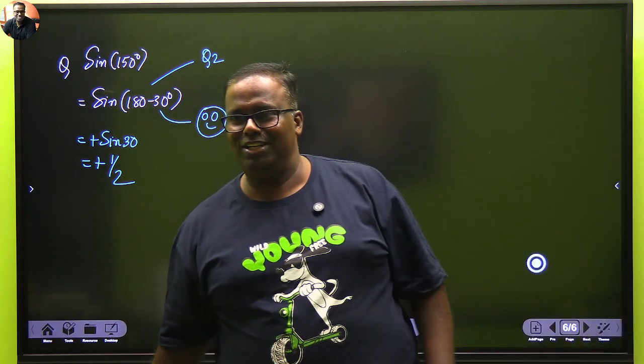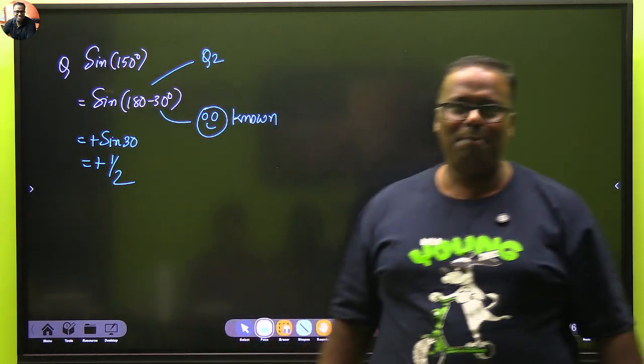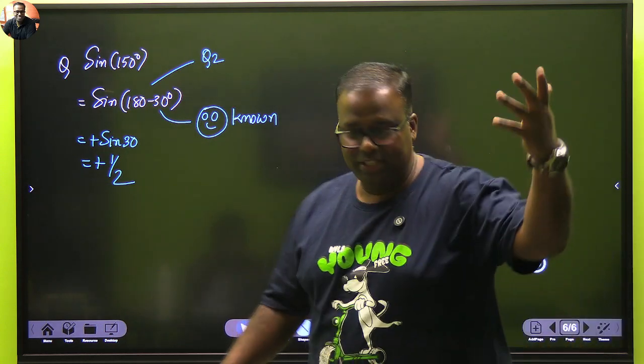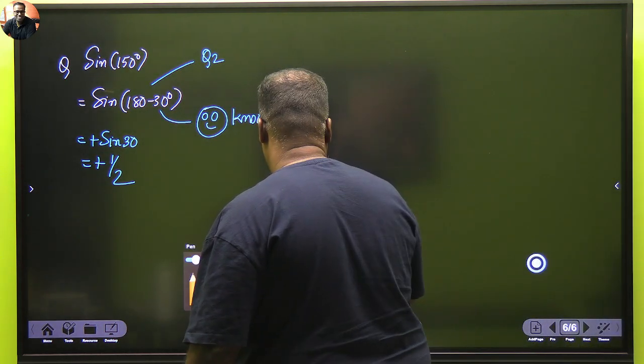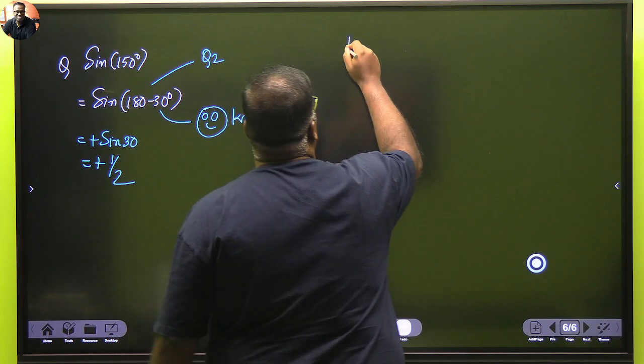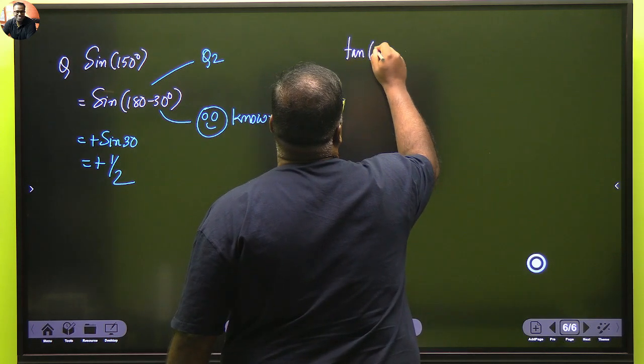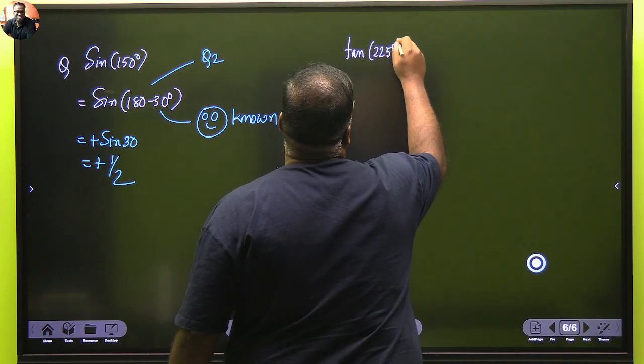यही तो दर्द हो रहा था ना स्कूल में अश्मिता मैम. चलिए एक और करते हैं. 225. Let's do one more. Tan of 225 डिग्री. अच्छा 225 है ना.